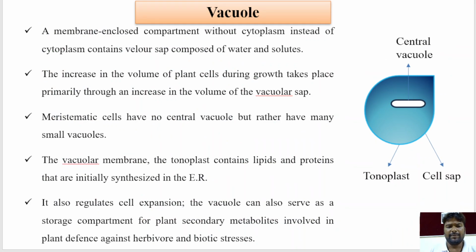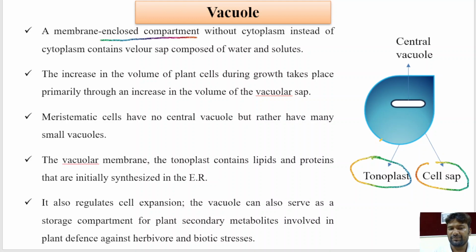Now come to vacuoles. So friends, this is the structure of vacuoles. The membrane of the vacuole is called the tonoplast, and it has cell sap in the central vacuole. It is a membrane-enclosed compartment without cytoplasm. Instead of cytoplasm, it has cell sap, which contains water and solutes.